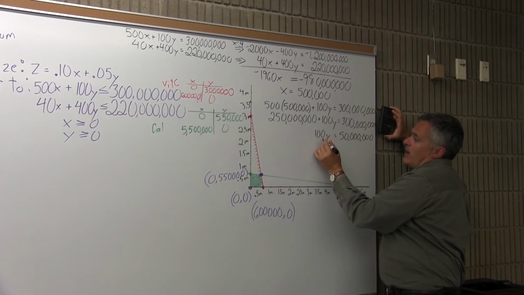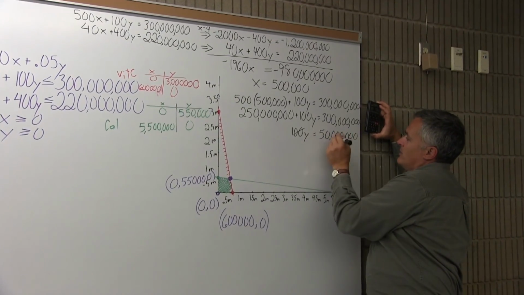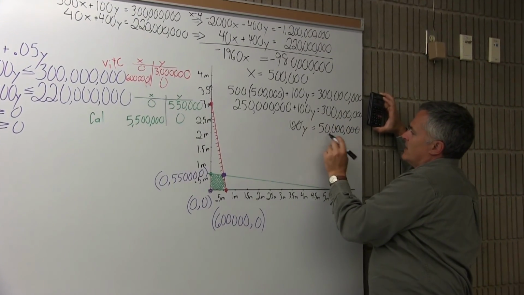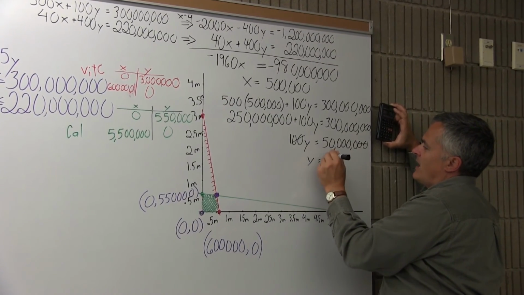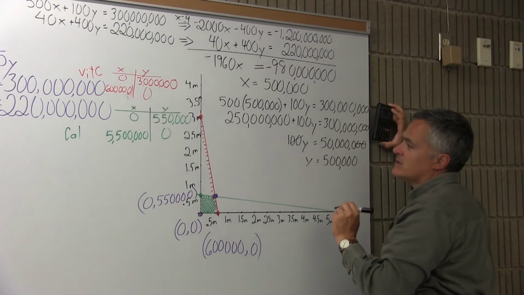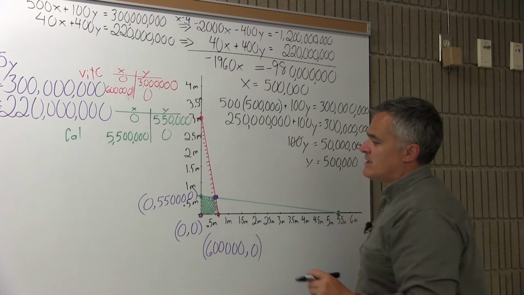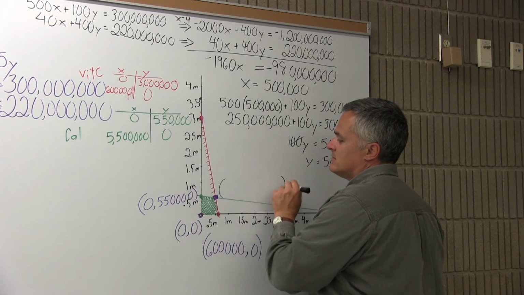Now, to solve for y, I'm going to divide by 100, which is basically going to wipe out 2 of the zeros. So I'd have a 5 with 1, 2, 3, 4, 5 zeros. So y is 500,000. So x is 500,000, y is 500,000, and by my graph, that seems pretty close to right.